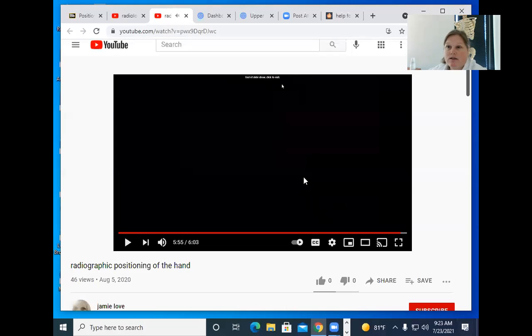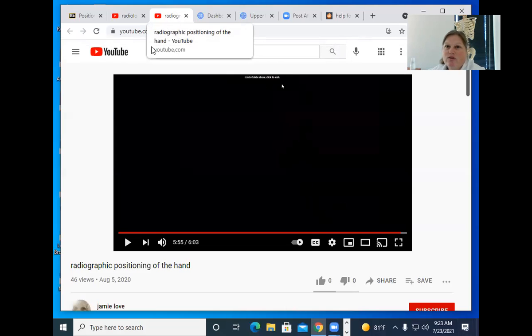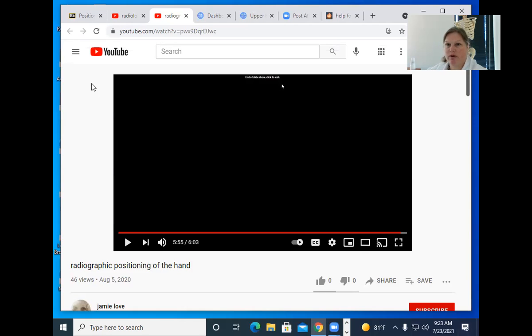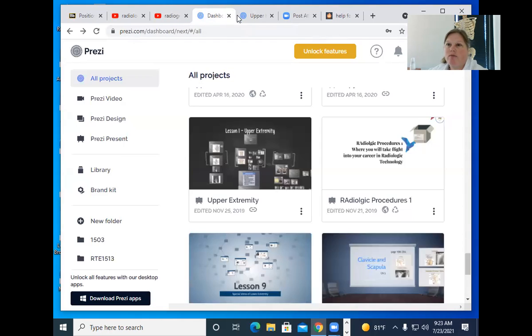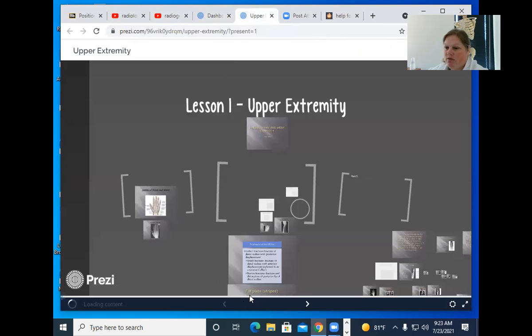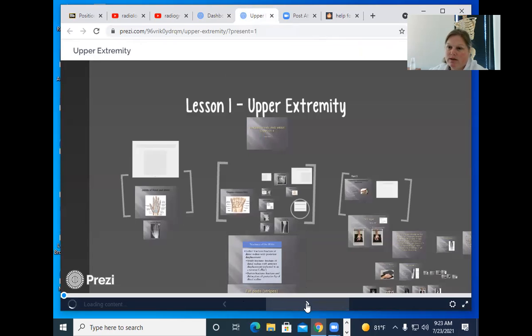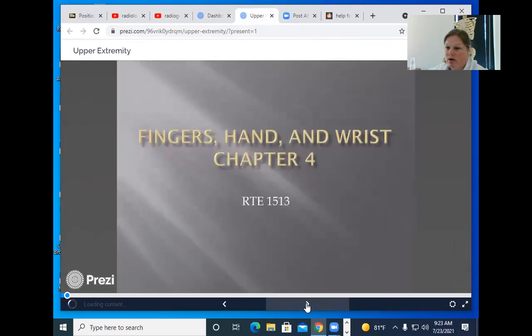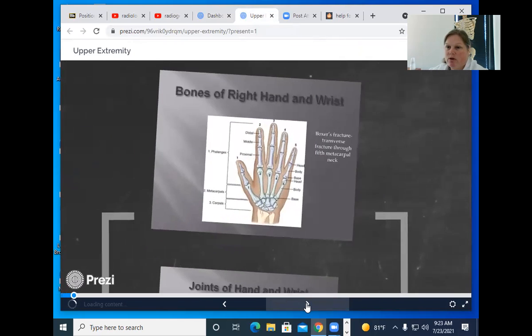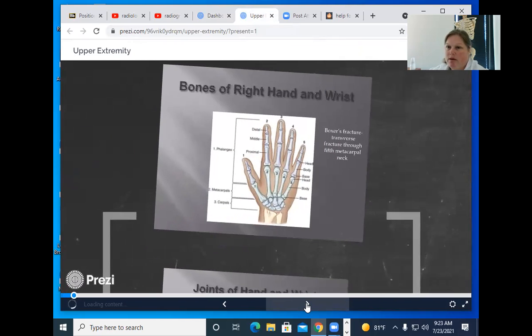All right. So hand is our first real extremity that we're going to focus on. We'll do fingers a little separate in the lab. I want to show you some of the book anatomy for the hand. This is a presentation from PowerPoint put into Prezi, so you can just click through it. So it's chapter 4 in your book. So we have the bony anatomy that you want to know.